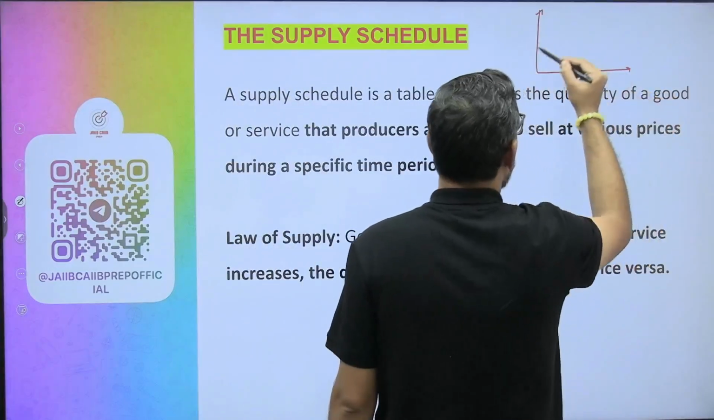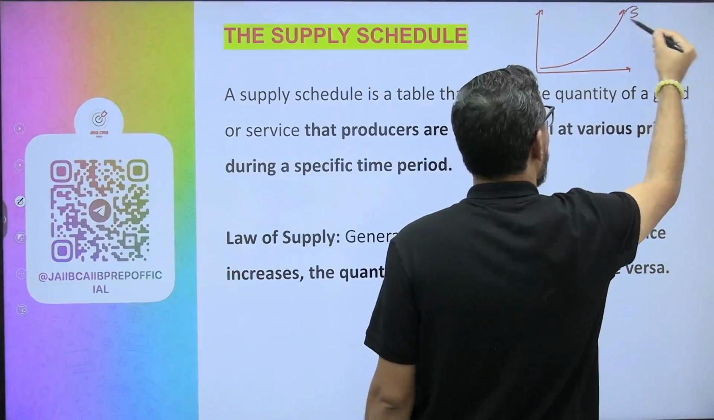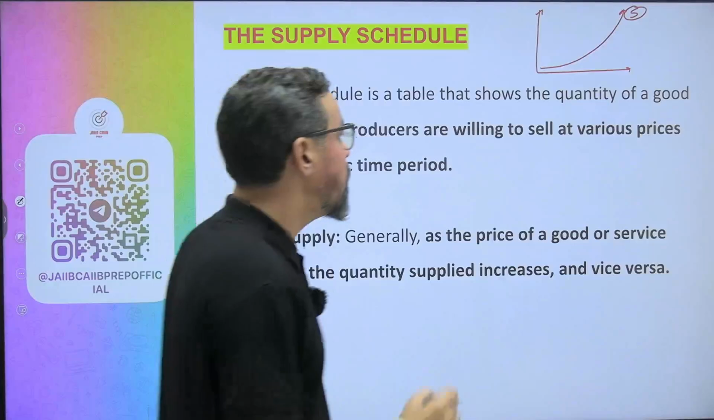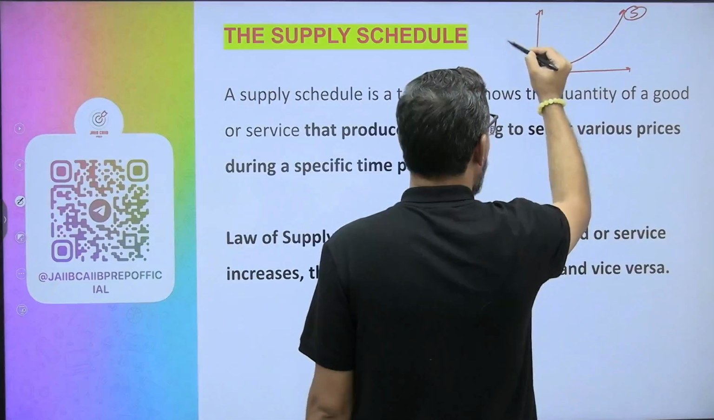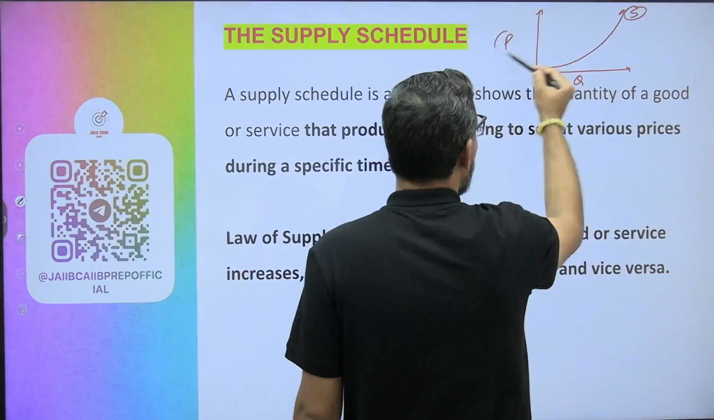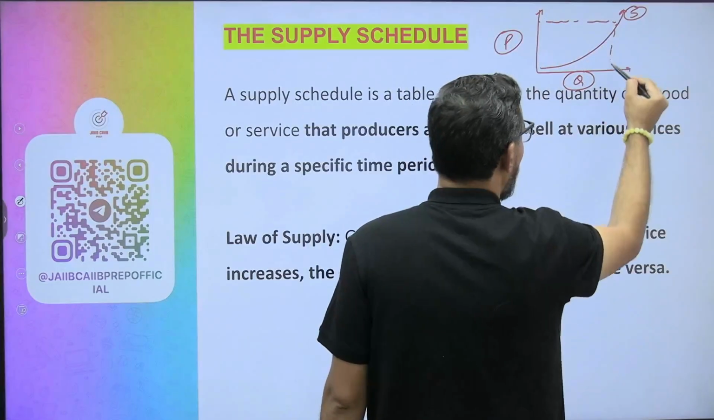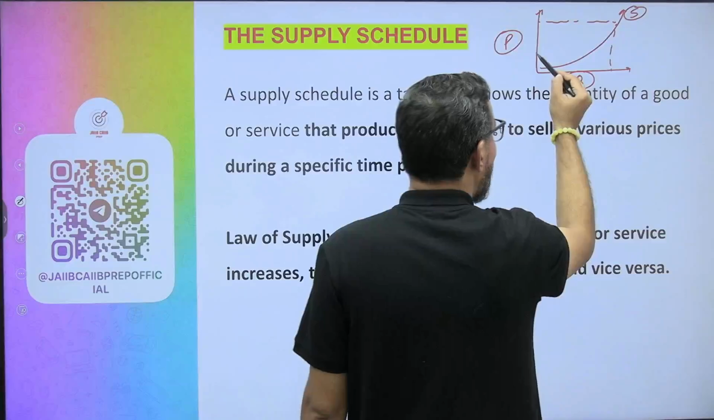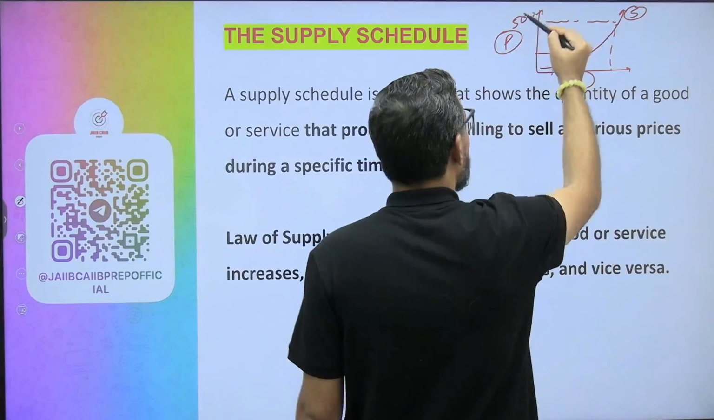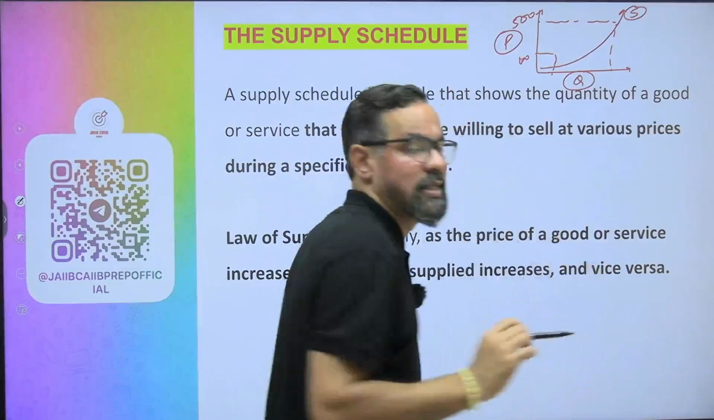So, it is something like this. It is upwards. So, this is your supply curve. It generally moves upwards. Basically, this is price and this is quantity supplied. Sellers want to sell a higher quantity at a higher price. They want to sell less at a lesser price. Let's say the price is 500, so they want to sell more. If the price is 100, they want to sell less. So that is the logic.